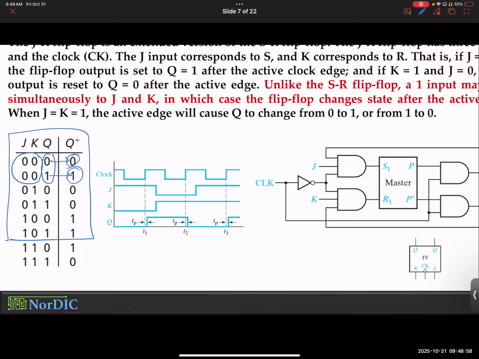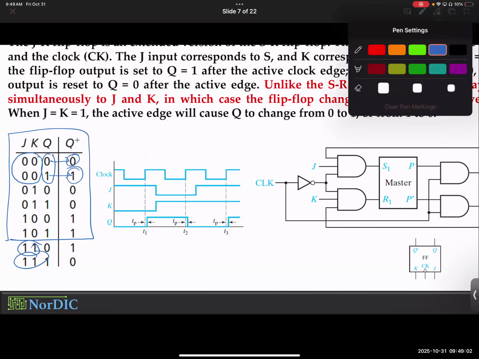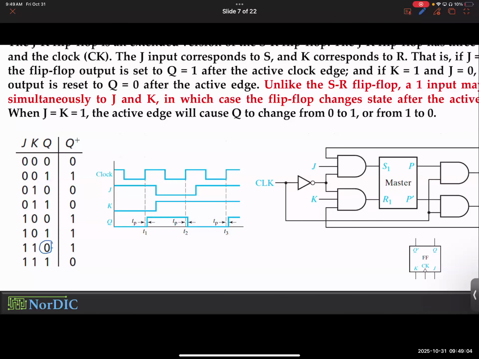Okay, now let's see what changed here. When both of these are 1, here's an interesting part. If the output was 0, make it 1. If the output was 1, make it 0. This is called toggling. Basically, just toggle the output. Whatever it was, just change it. That's all. That is the extra logic.